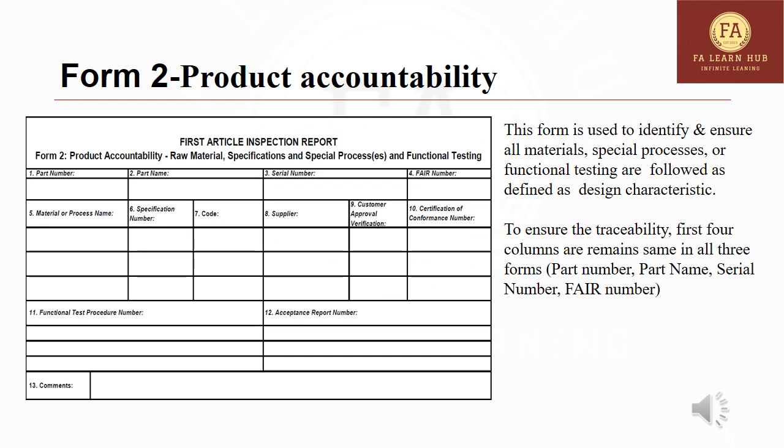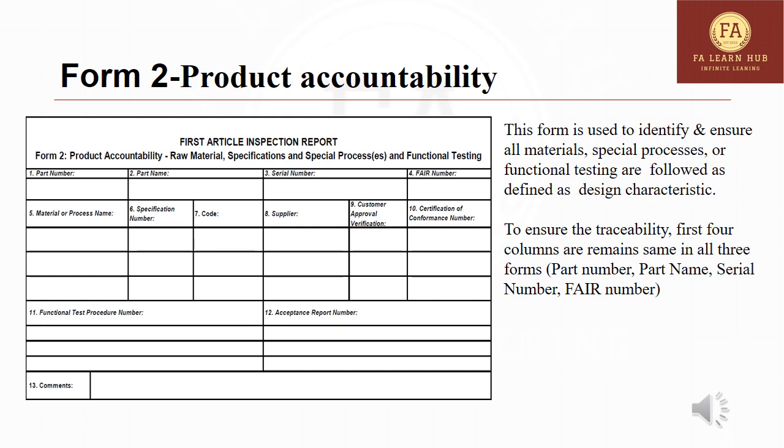Here we are going with Form 2, the product accountability. This form is used to make an account of products used in this FAI part. Special processes are followed as per the requirement; the special process accountability can be called. And functional test requirements are followed or not; the functional test accountability. These are coming under Form 2.